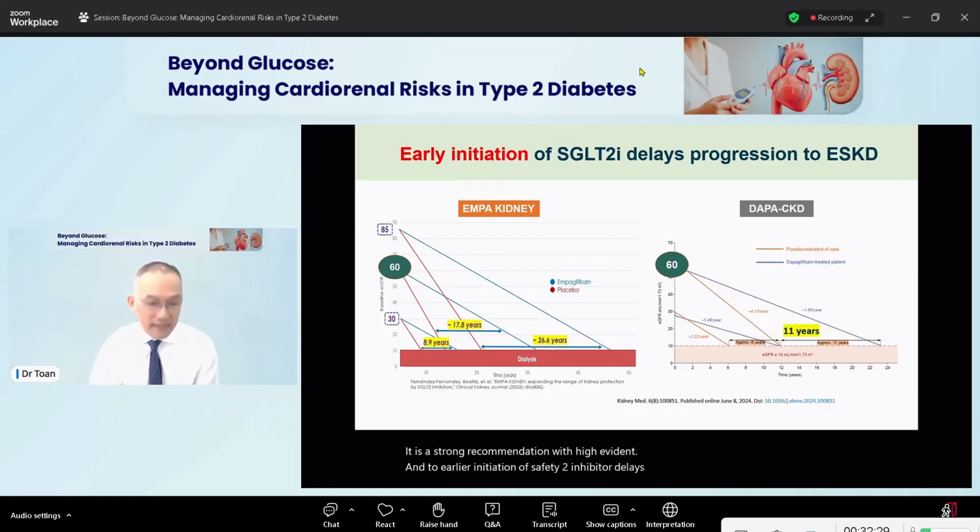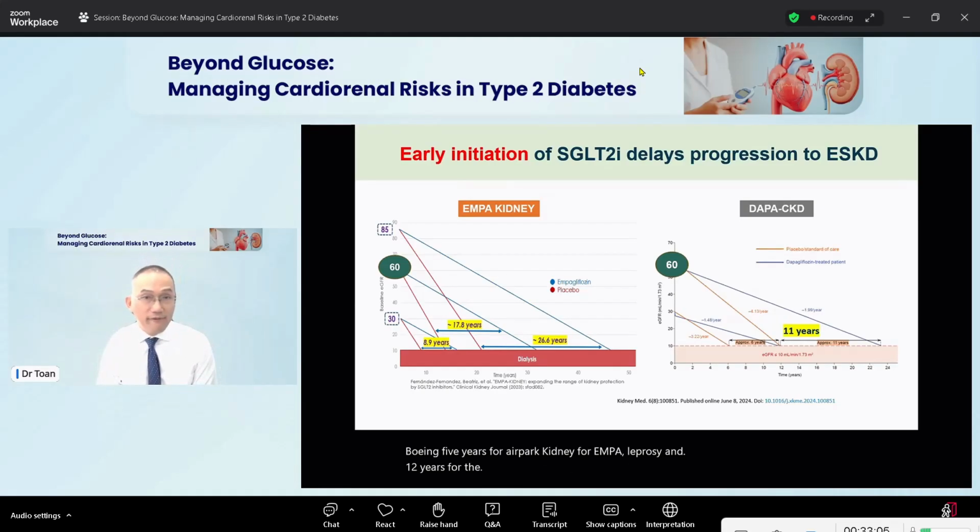end-stage kidney disease. Two major studies, DAPA-CKD and EMPA-KIDNEY, demonstrated that earlier use of SGLT2 inhibitor in patients with diabetes at risk of CKD can delay progression by 7.8 years for EMPA-KIDNEY and 12 years for DAPA-CKD.